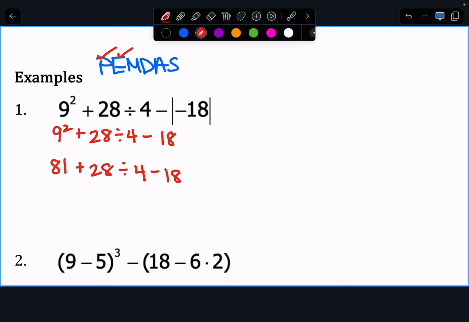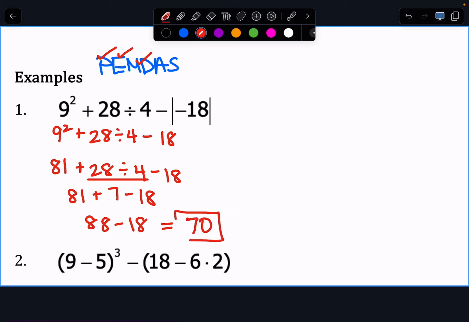Now, do we have multiplication division? We have multiplication. What is 28 divided by 4? 7. Okay. Now, we have both addition and subtraction. Remember, it needs to go from left to right. So, what's 81 plus 7? So, 88 minus 18 gives us 70. Boom, there we go.